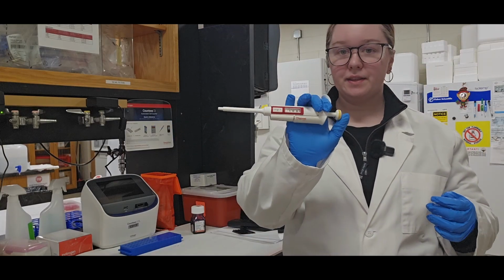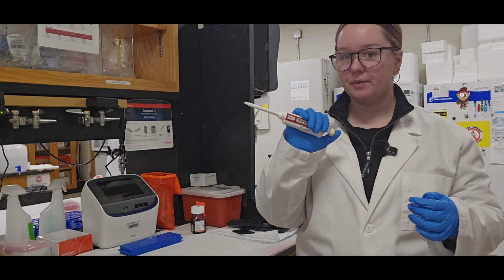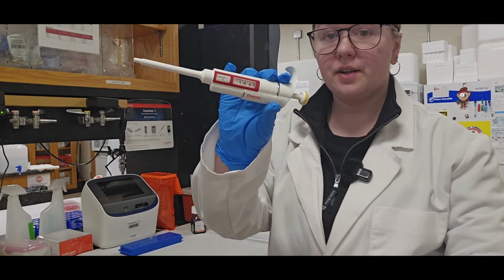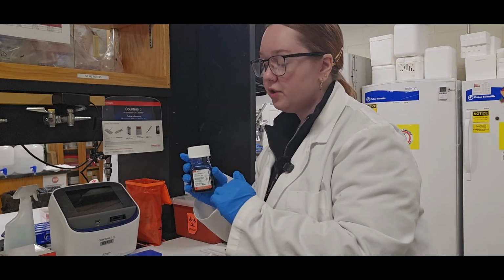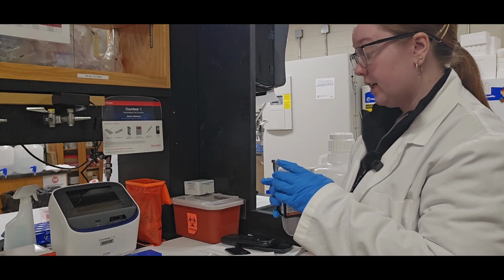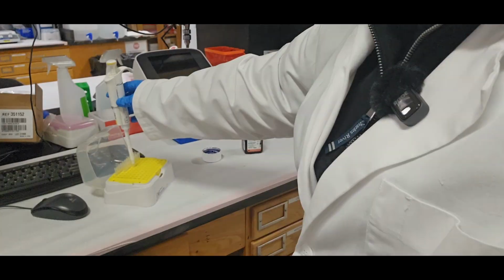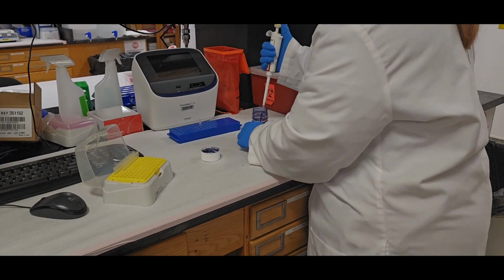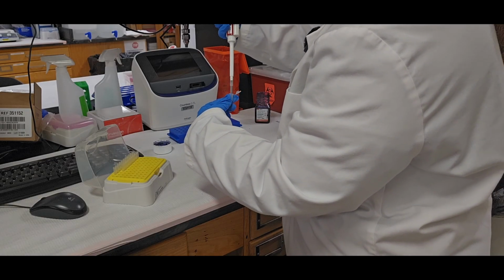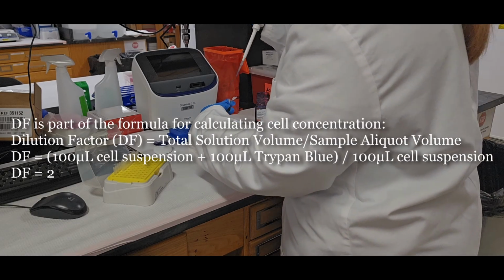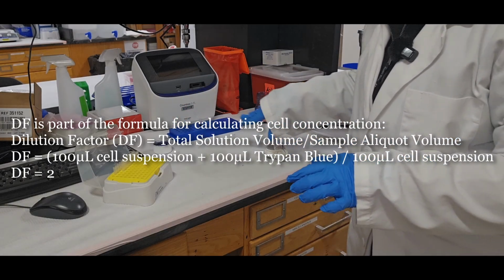You need a micropipette that could measure out 100 microliters and one that can measure out 10 microliters. This one can do both. So I set it to 100 microliters here, and I'm going to add 100 microliters of Trypan Blue to the cells. I always try this first, 100 sample and 100 Trypan Blue. This gives you a dilution factor of 2.